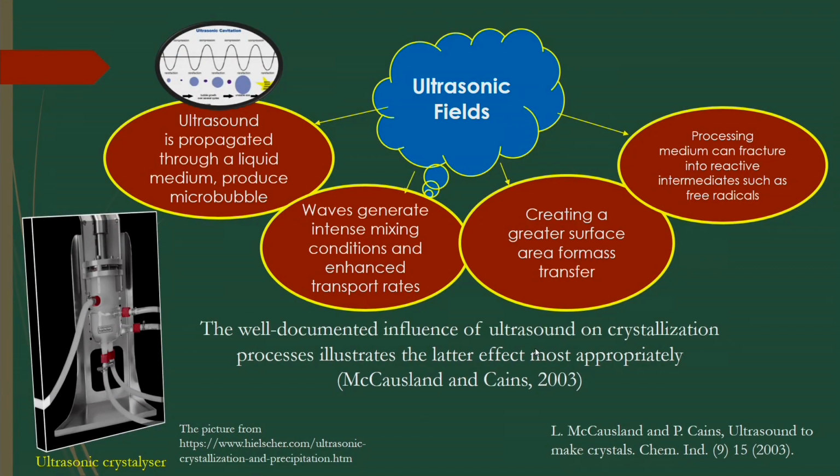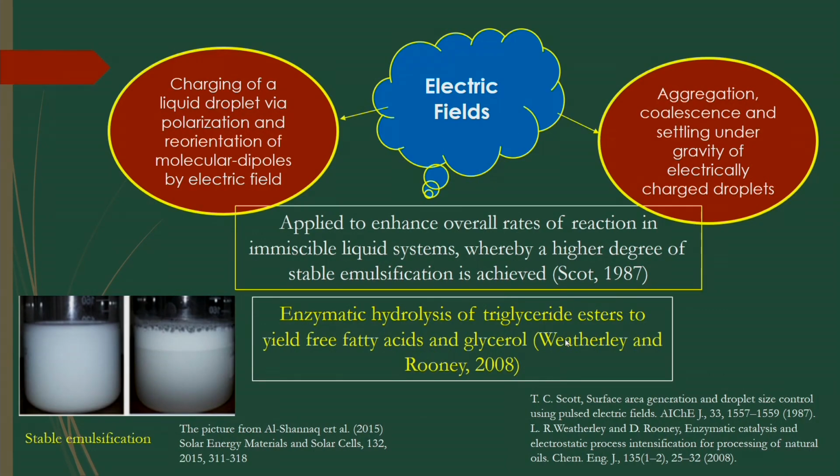Another is the crystallization process, that is ultrasonic crystallization, which is also one of the important processes to get intensification in chemical engineering processes. Another is electric fields, like charging up a liquid droplet, sometimes polarization and reorientation of the molecular dipoles by an electric field, which is sometimes required for process intensification. It is applied to enhance overall rates of reaction in immiscible liquid systems, whereby a higher degree of stable emulsification is achieved by these electric fields. Aggregation, coalescence and settling under gravity of electrically charged droplets also occur.